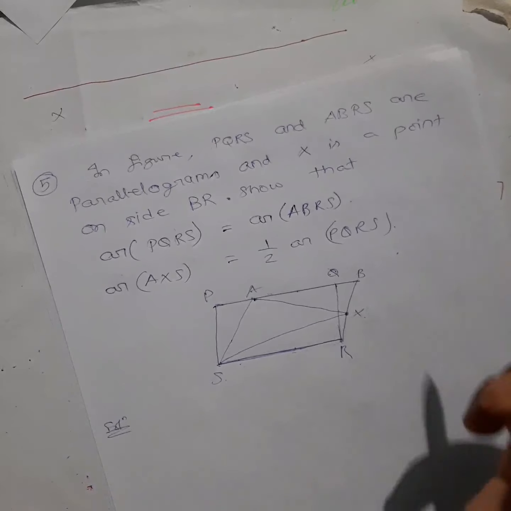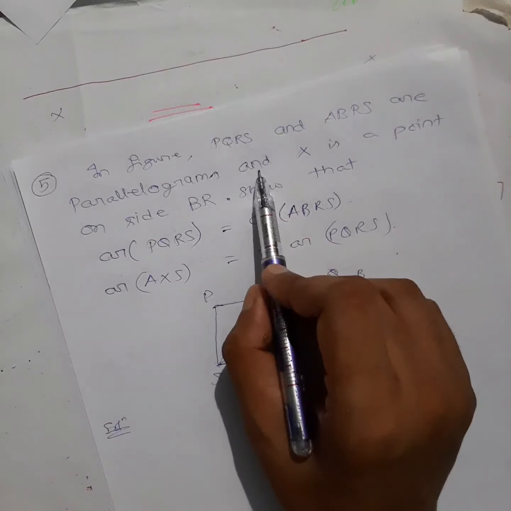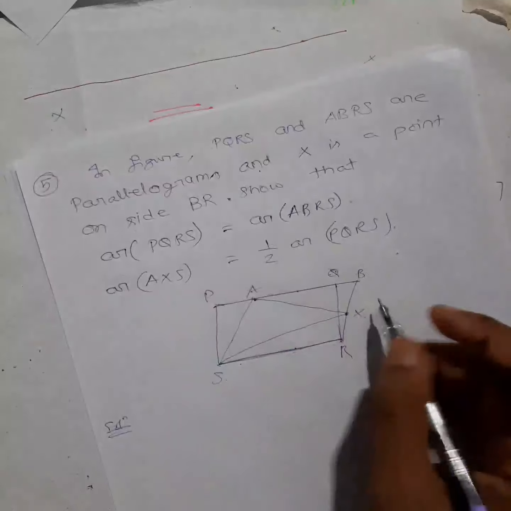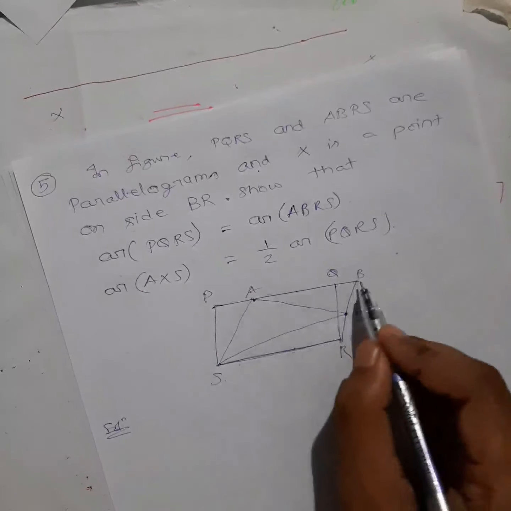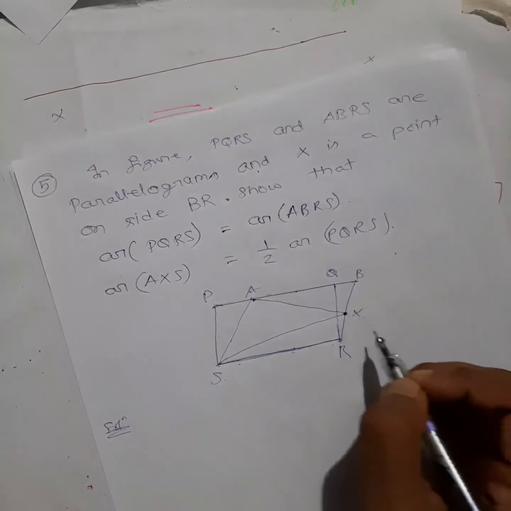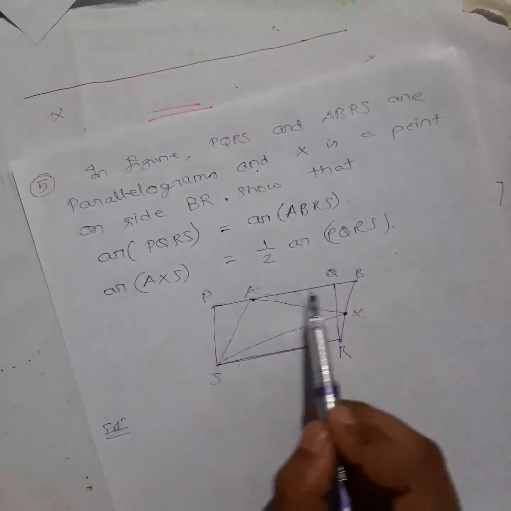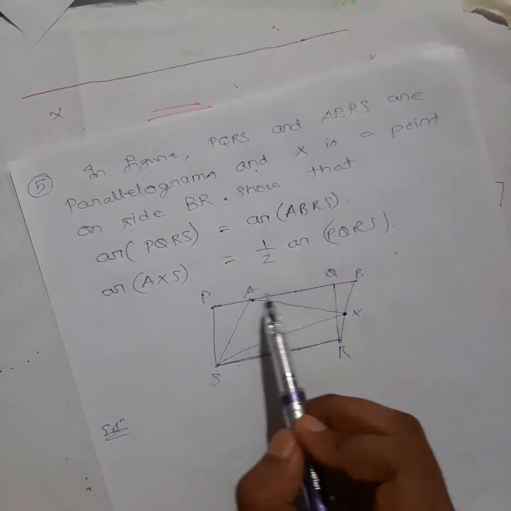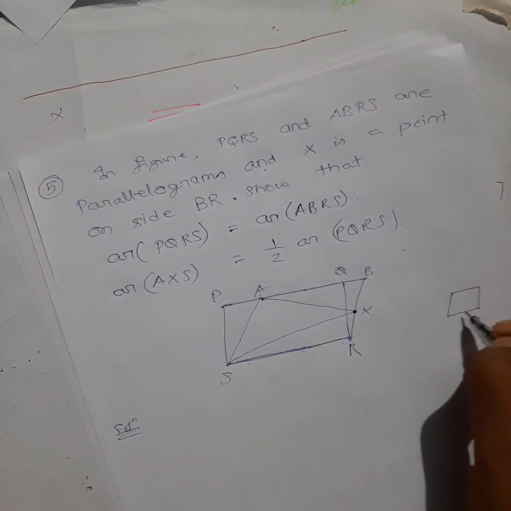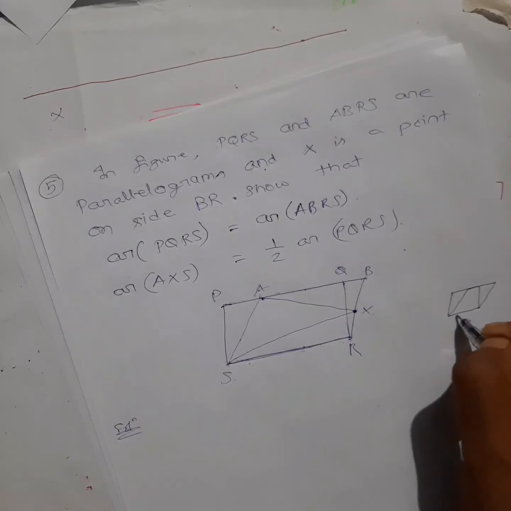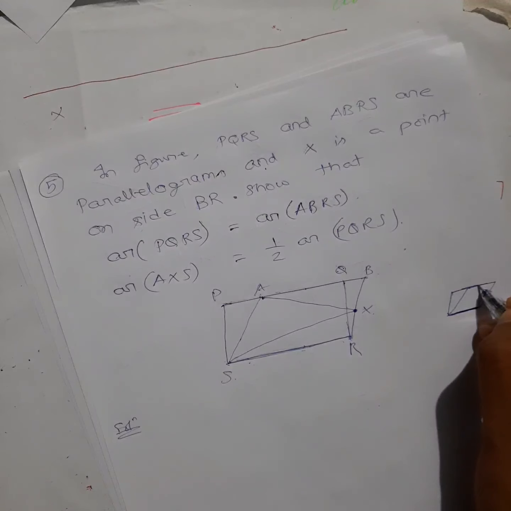Okay, so why I'm saying this: see here what they are asking. X is a point on side BR. So ABRS is a parallelogram, and X is a point they have given randomly. Show that area of PQRS is equal to area of ABRS. This theorem we have done, remember: if two parallelograms lie between the same parallel lines and under the same base, you can see this is a parallelogram from this base, and this is a parallelogram from this base.